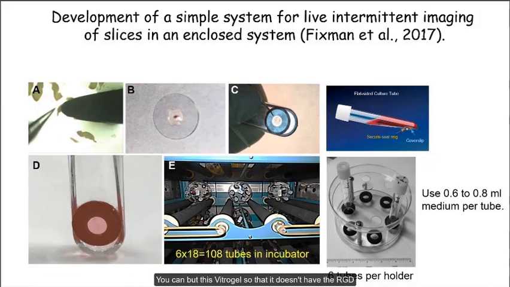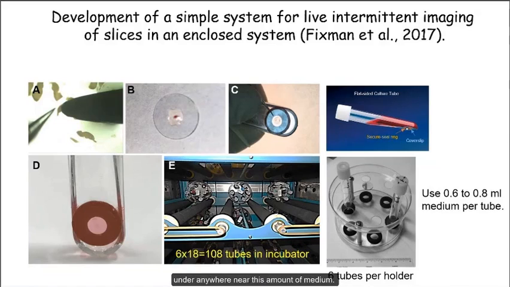But you can buy this Vitrigel and it still polymerizes, but it doesn't have the RGD domain, and therefore you can get attachment, but you don't get migration. So that seems to be working well enough. We then, this is the slice in here. We then attach the cover slip to the secure seal rings on the bottom of the drilled out tube, and now we actually have a way of looking up at the slice, live slices.